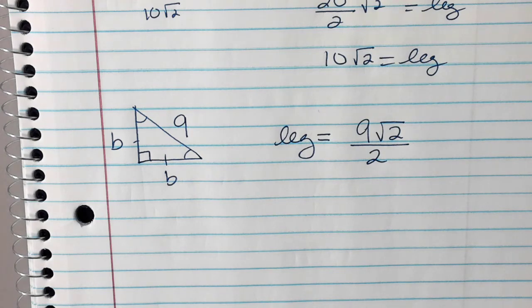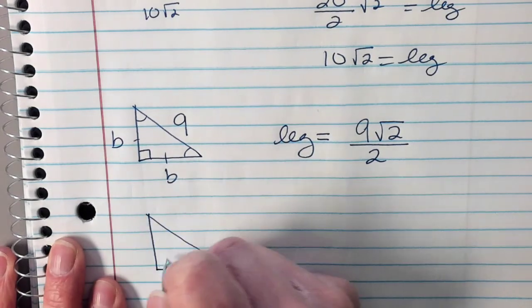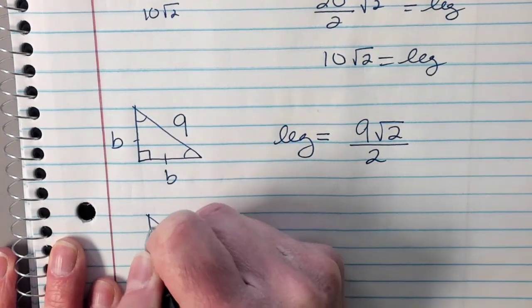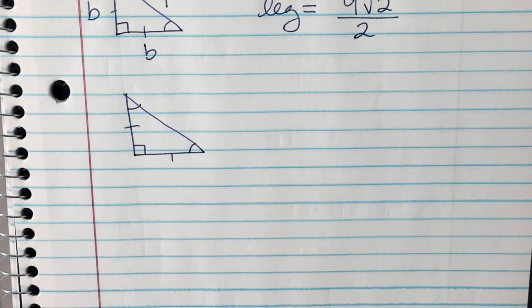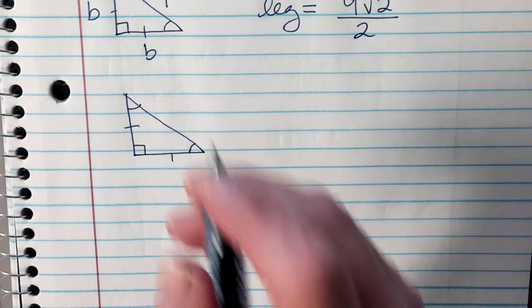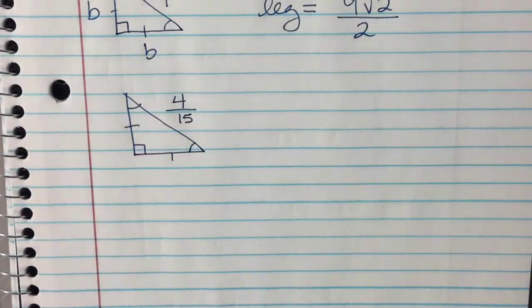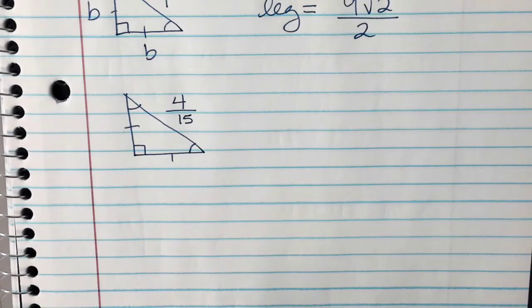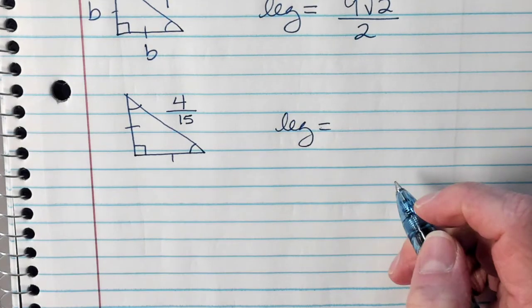Now, Taylana asked me a different question about a zillion years ago. How do we deal with fractions on these? Draw another triangle. Now, it's important that we recognize this pattern only works for 45, 45, 90s. And so let's go with 4 over 15 for my hypotenuse. Like, there's a fraction for you. Then our leg is going to look a little weird.